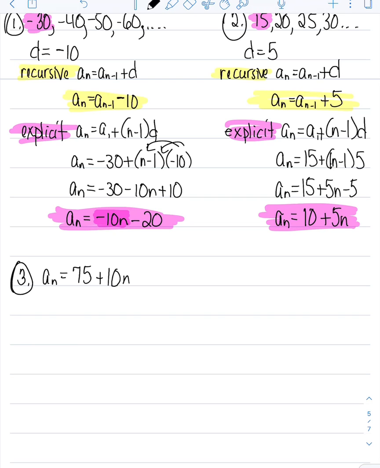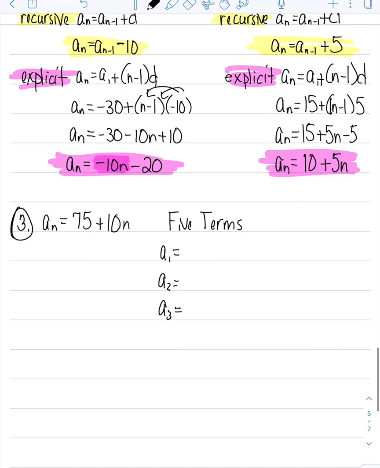So I might ask you something like this. Find your first 5 terms in the sequence. So what you do, let's do this. A sub 1, A sub 2, A sub 3, A sub 4, and A sub 5. That's just first, second, third, fourth, fifth term. What that means is I want to plug 1 into that equation, then 2, then 3, then 4, then 5.